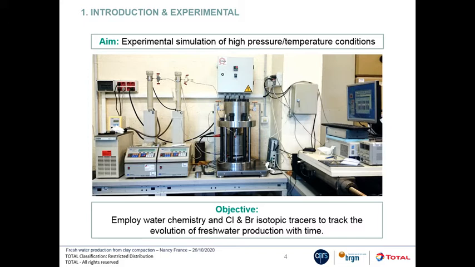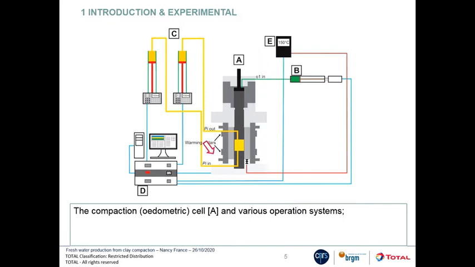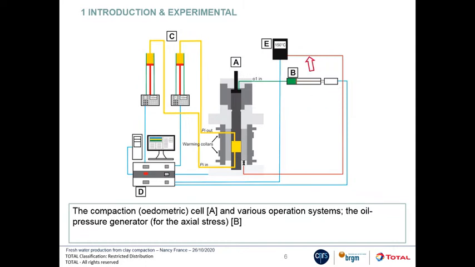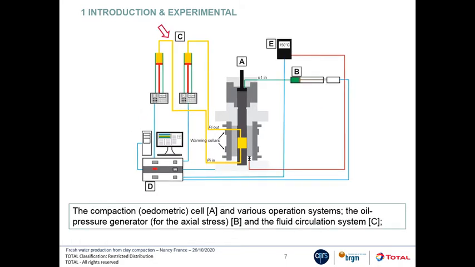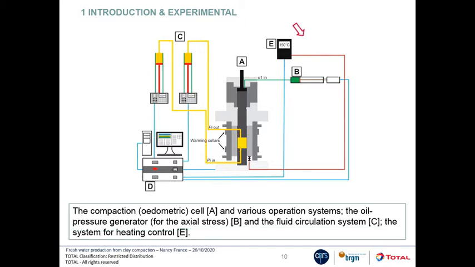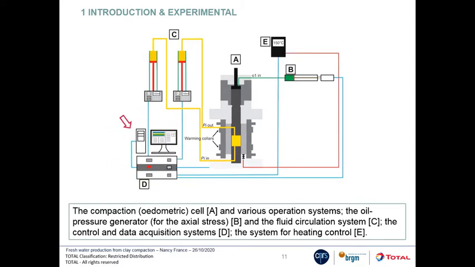freshwater production with time. A specifically designed large odometric type cell was connected to an oil pressure generator for inducing vertical axial stress and to a set of pressure pumps for generating pore fluid pressure at both sample sites. It could also be reversed to allow us to continuously collect water expelled from the clay as it was compacted. The system was also equipped with a thermal heating regulation and, of course, a data acquisition system.